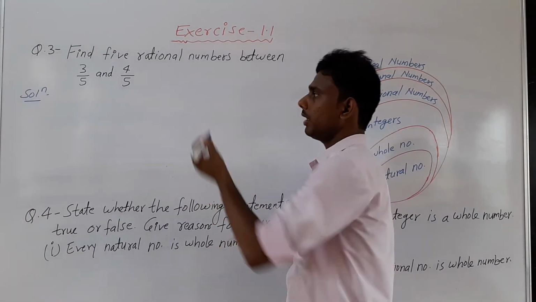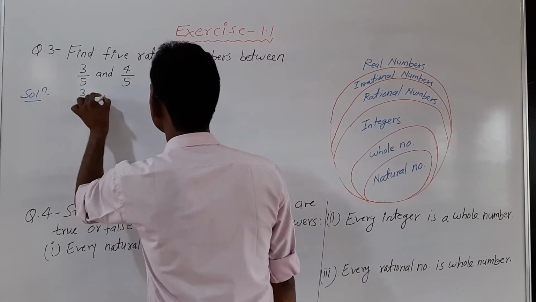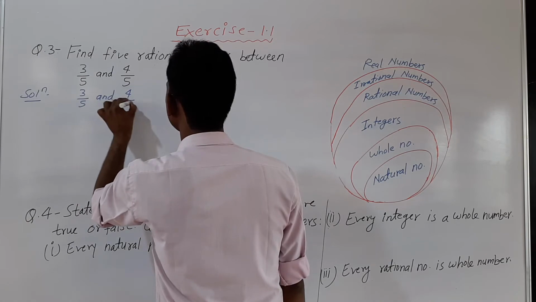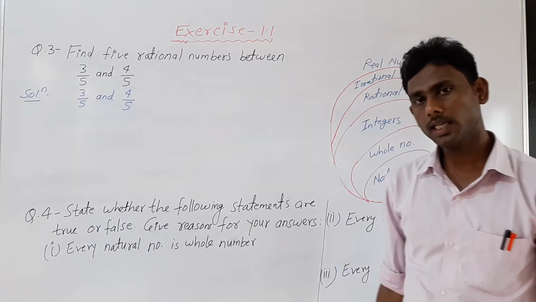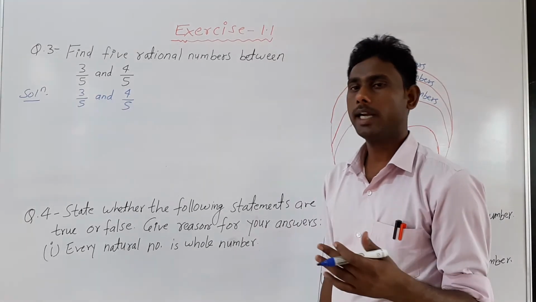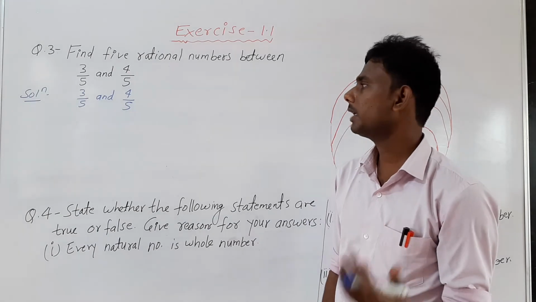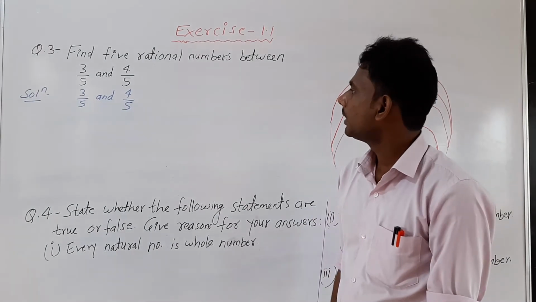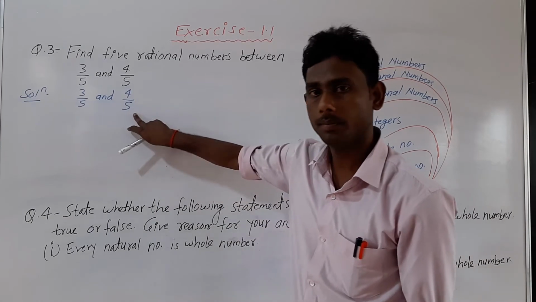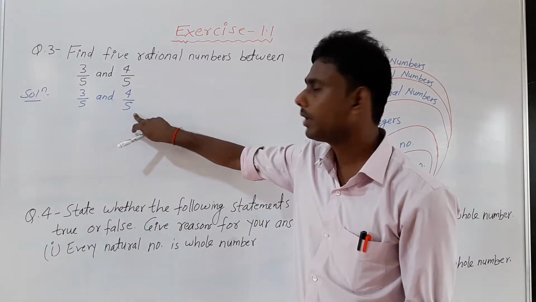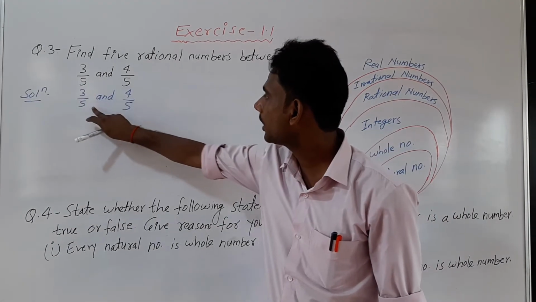First of all, you write the rational numbers 3/5 and 4/5. Now we need to write 5 rational numbers between 3/5 and 4/5. Then 5 plus 1 is 6, or you can multiply by 7 in numerator and denominator, because the denominator is already the same. We make equivalent rational numbers, so we need to multiply numerator and denominator by 7.